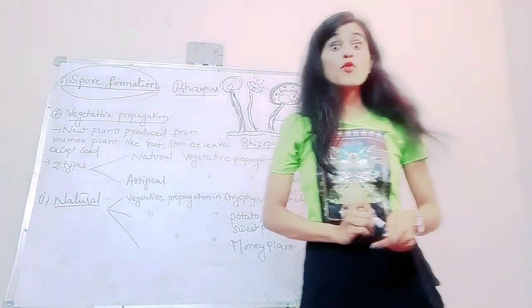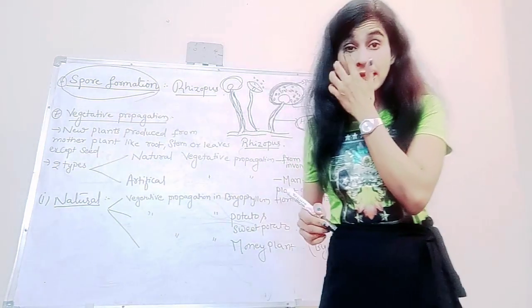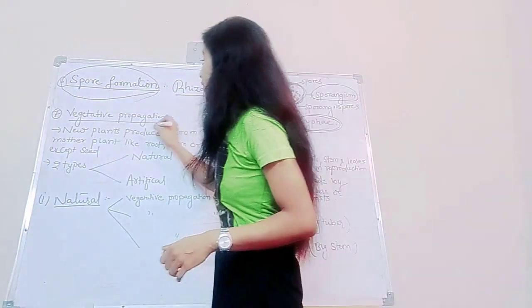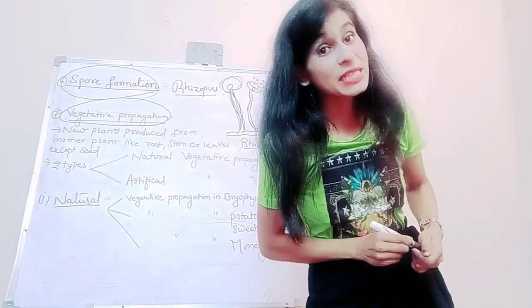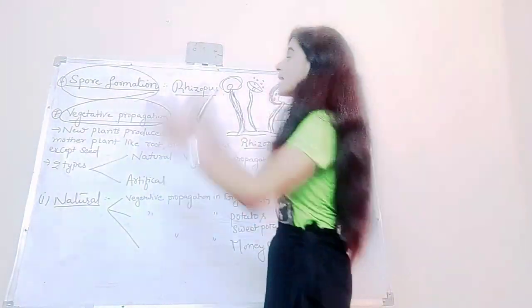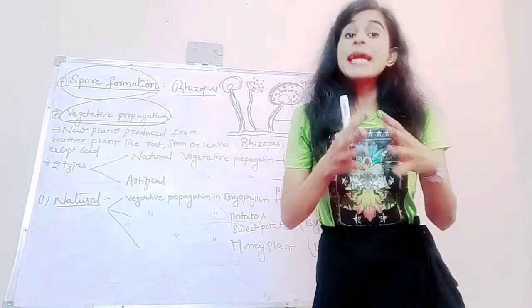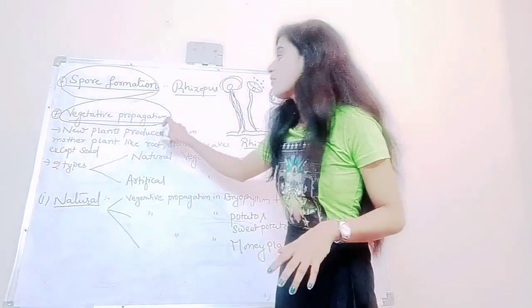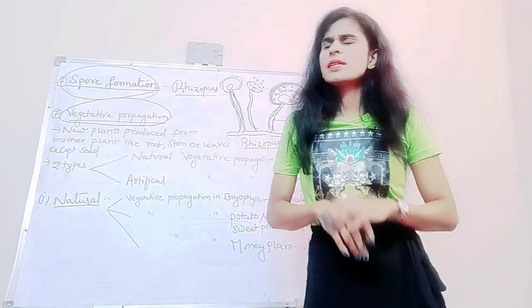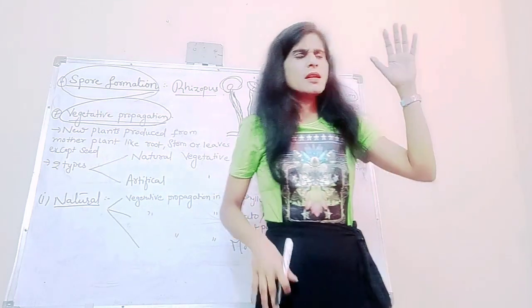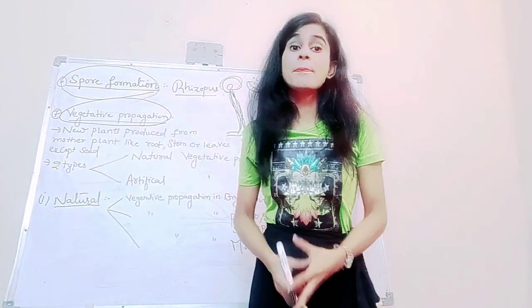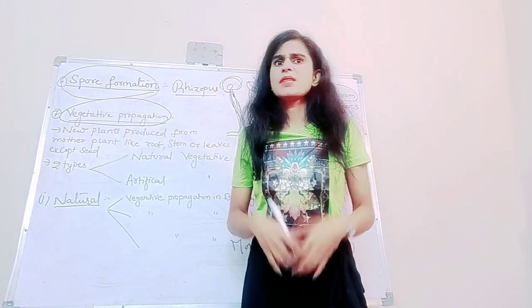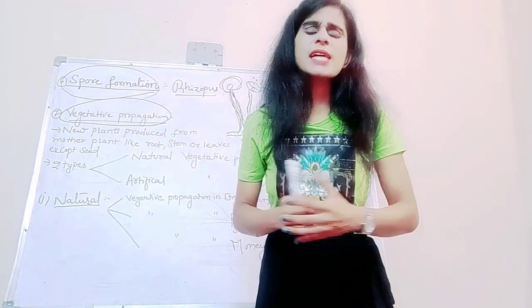Now let's move on to the last type of asexual reproduction, that is vegetative propagation. What is it? The last and the seventh type of asexual reproduction is vegetative propagation. Simply, it is the development of a new plant from the mother plant, from its part only. You can take the best example, rose, guys.